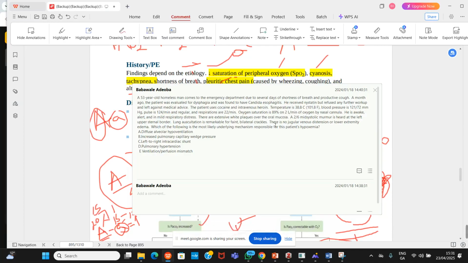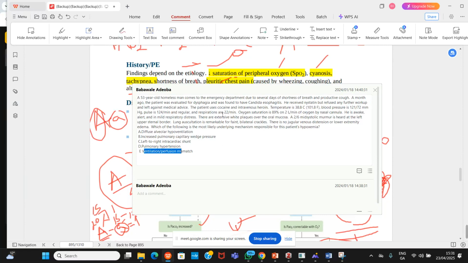What's our answer? Is it ventilation perfusion mismatch? Yeah, ventilation perfusion. It means that this guy is likely having pneumonia from the candidal infection. Can you see the crackles and the likes? So this is going to be ventilation perfusion mismatch. Don't forget about that. All these other ones cannot cause it.